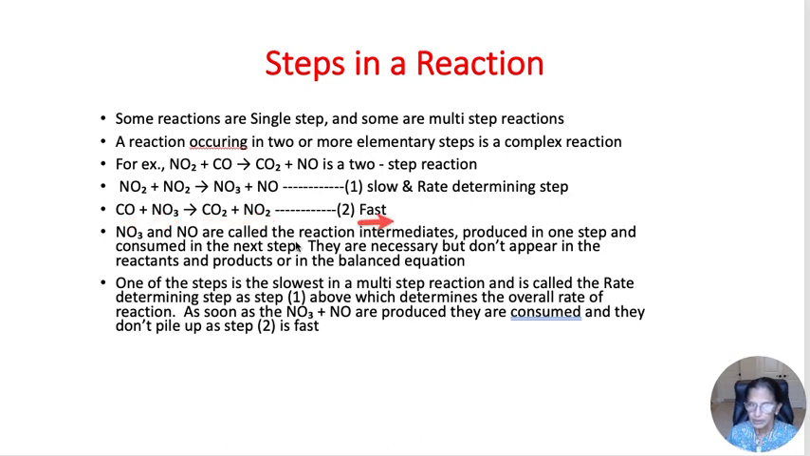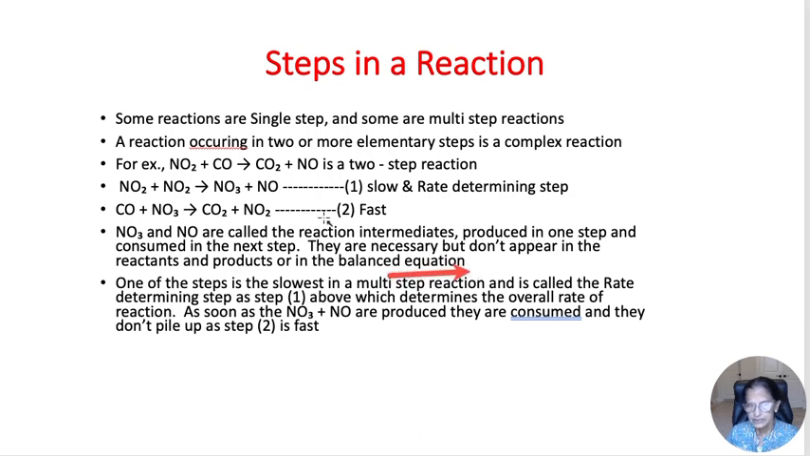NO3 and NO are called the reaction intermediates because they are produced in one step and are consumed in the second step. They are necessary but they don't appear in the reactants or products in the balanced equation.